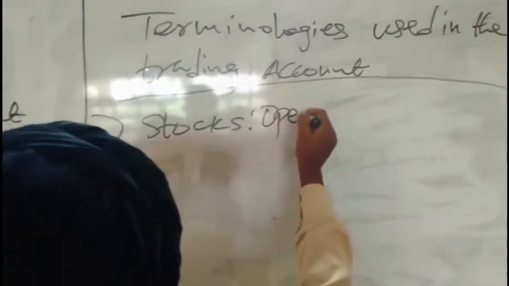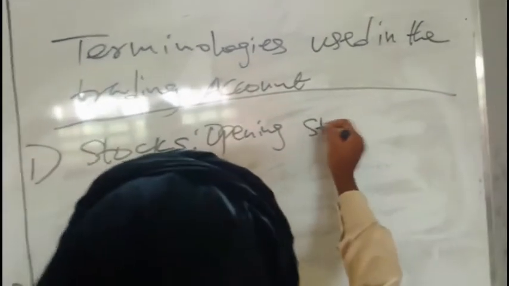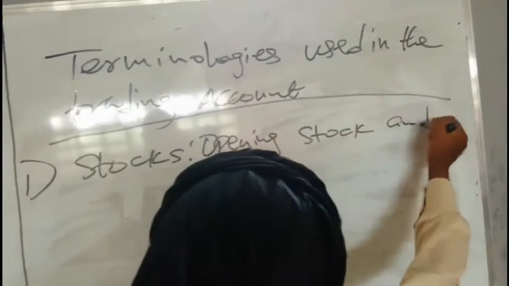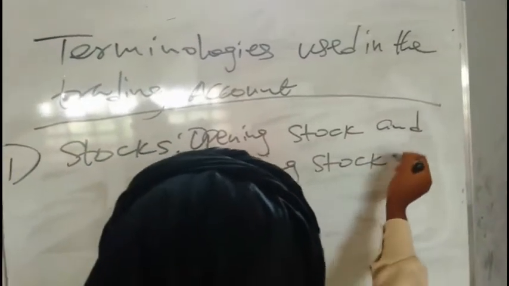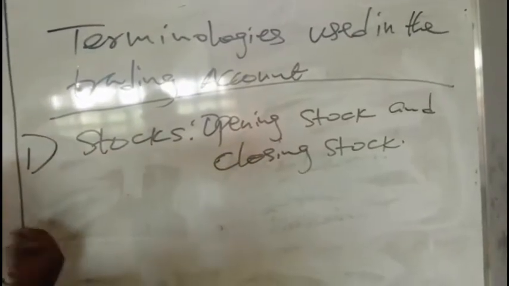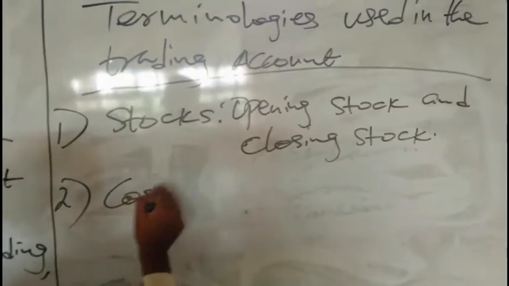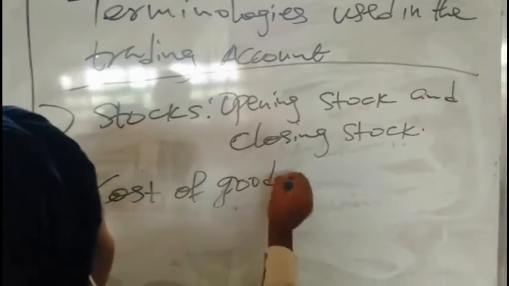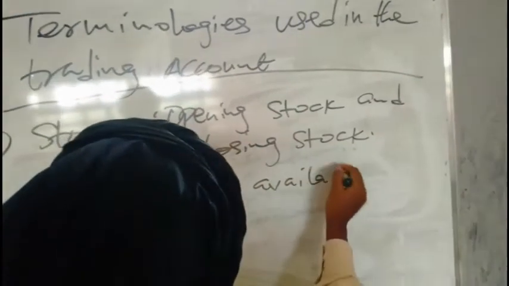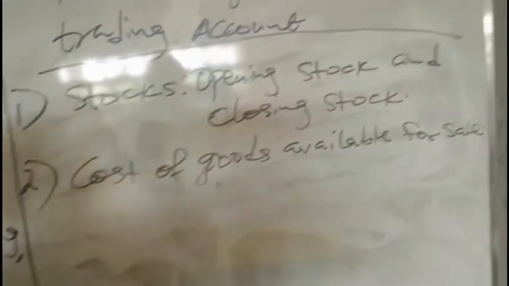One, we have stock. Stock is divided into opening stock and closing stock. Number 2, we have the cost of goods available for sale. The cost of goods available for sale is one of the terminologies used in the trading account.